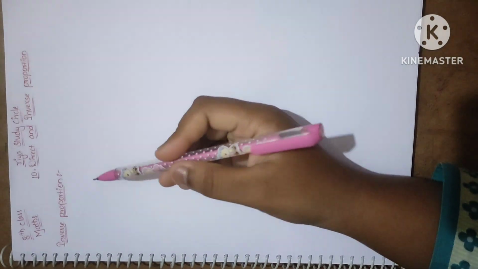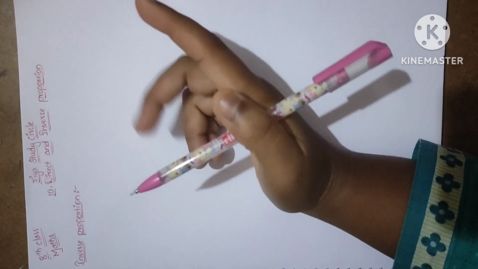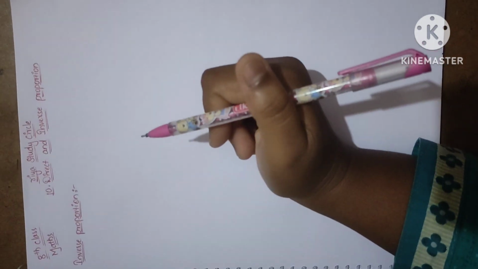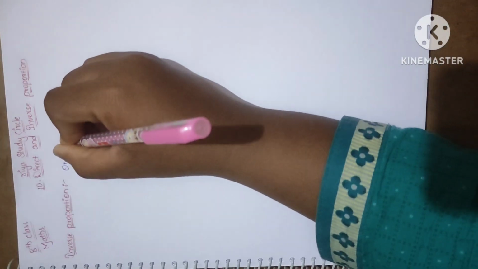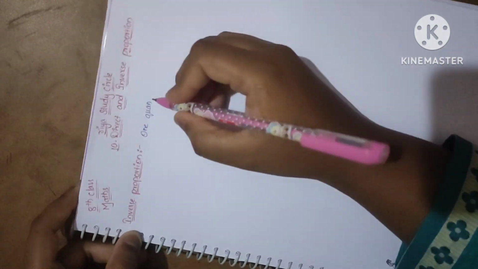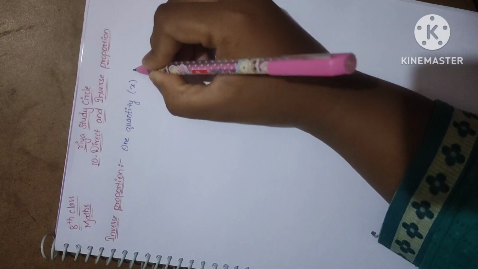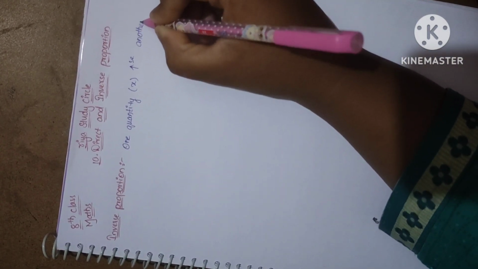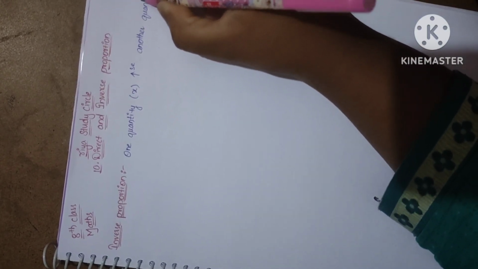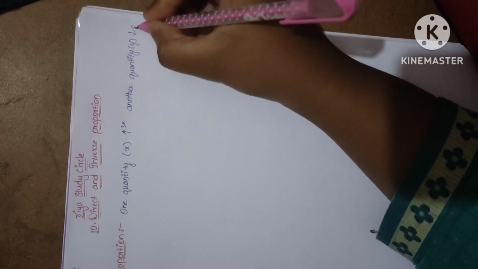Today I am going to explain about 8th class chapter number 10, direct and inverse proportion, in exercise 10.2. In exercise 10.1 we learned about direct proportion. In exercise 10.2 we have to learn about inverse proportion. So what is inverse proportion? Direct proportion means both the quantities either increase or decrease at the same time. What is inverse proportion? One quantity increases while another quantity decreases, or one quantity decreases while another quantity increases.